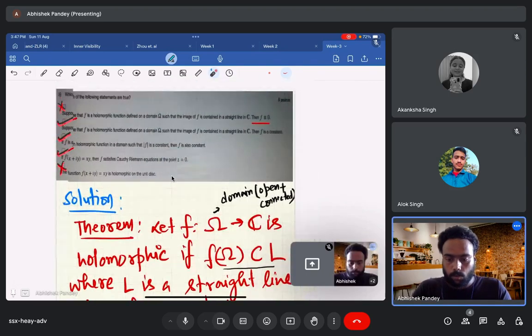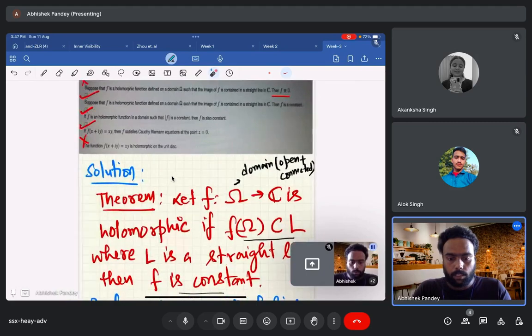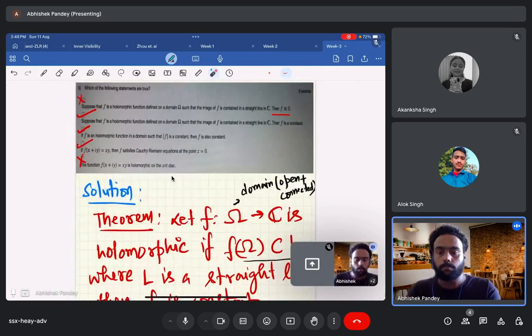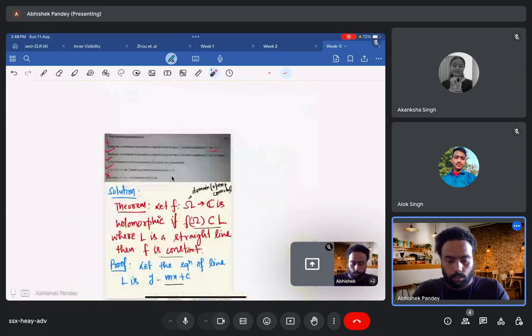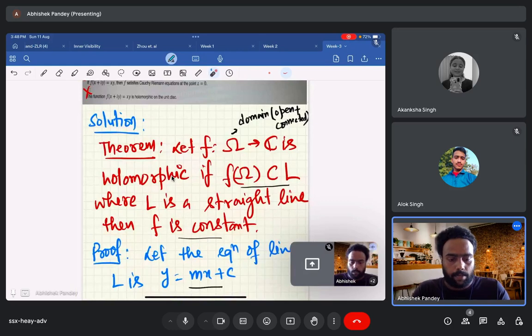Okay. So suppose that f is a holomorphic function defined on a domain omega such that the image of f is contained in a straight line in C. Then f is identically equal to 0. This is what we need to see. So let f from omega to C be a holomorphic function. If f(omega) is contained in a line, then f is a constant function.